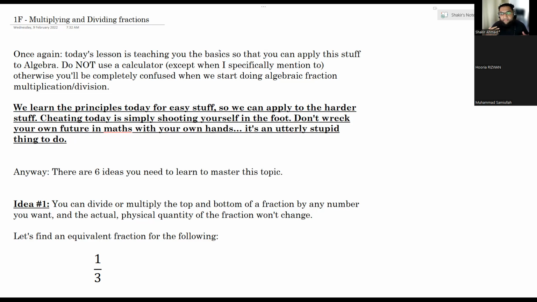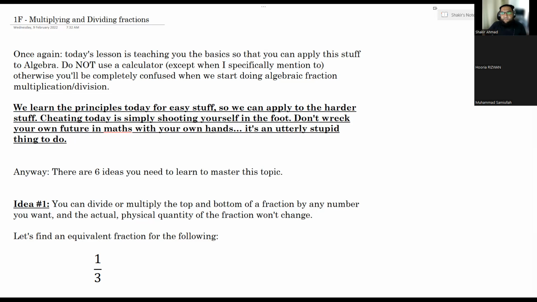It's just a matter of ensuring your own mathematical future, I guess. Don't shoot yourself in the foot. Do it properly, learn the principles. There are 6 ideas you need to learn to master this topic, and we're going to go through each of them slowly and in some amount of detail. So even if you have forgotten or you never learned this stuff from year 5, year 6, year 7, year 8, somehow, doesn't matter, you learn it today. That's all that's important. All right, so let's get started.